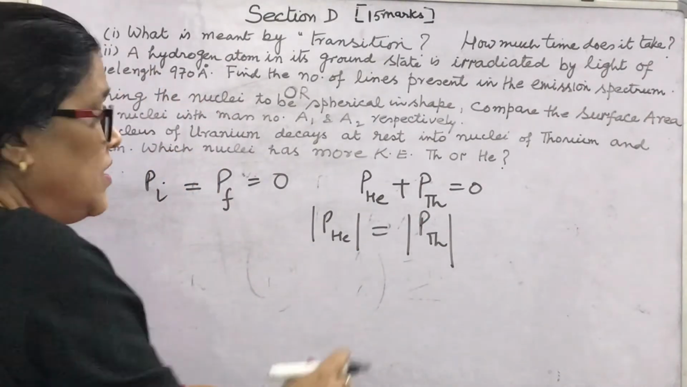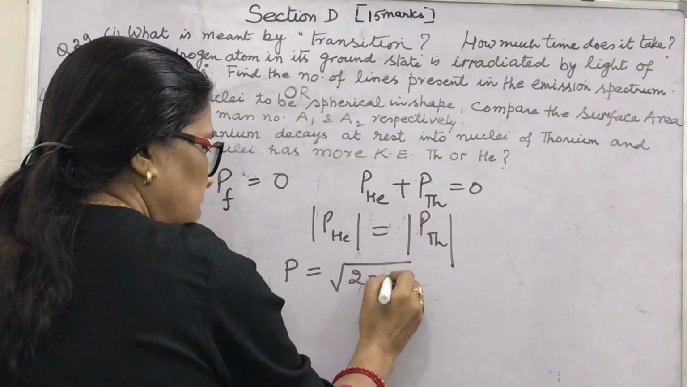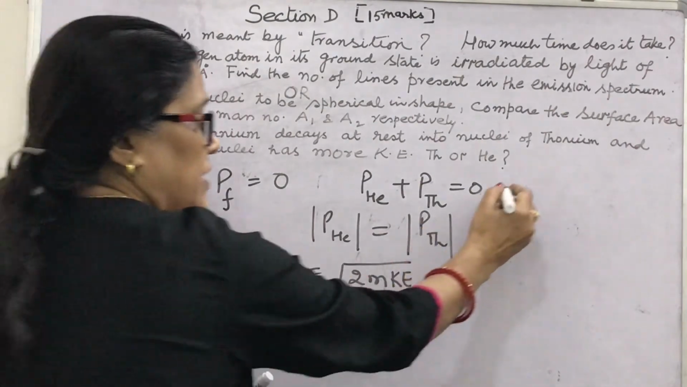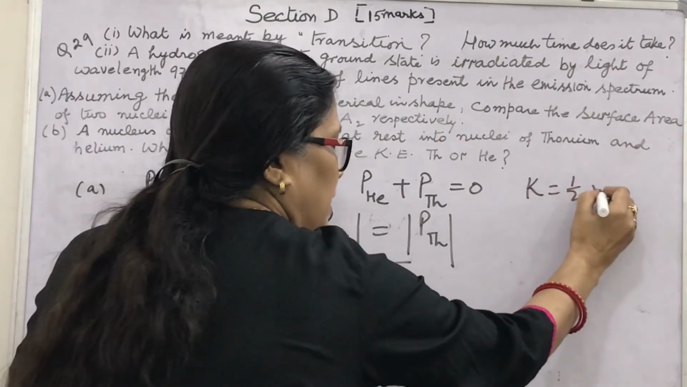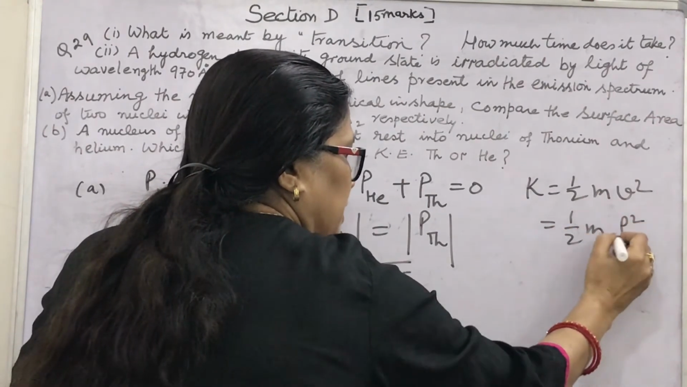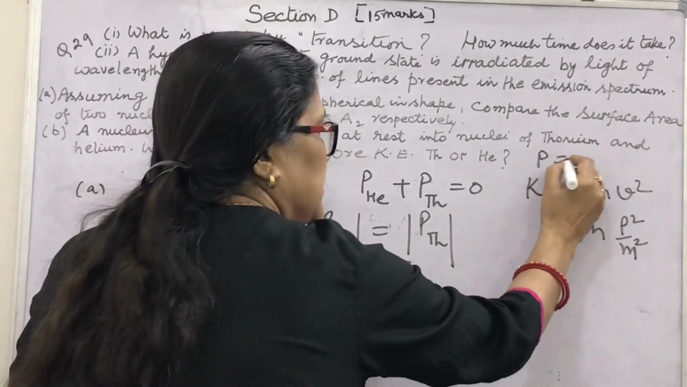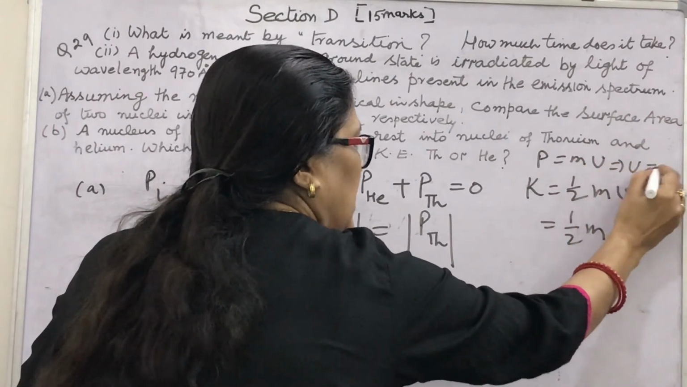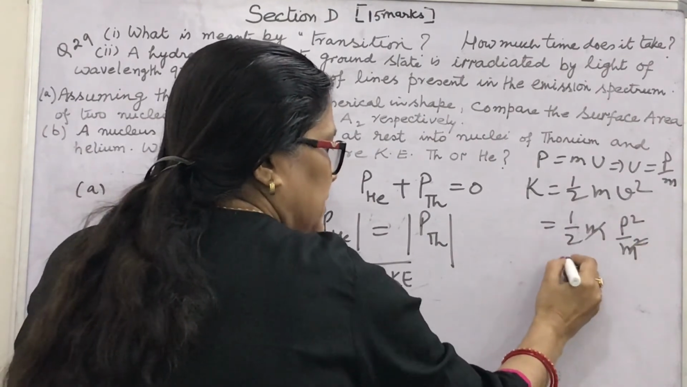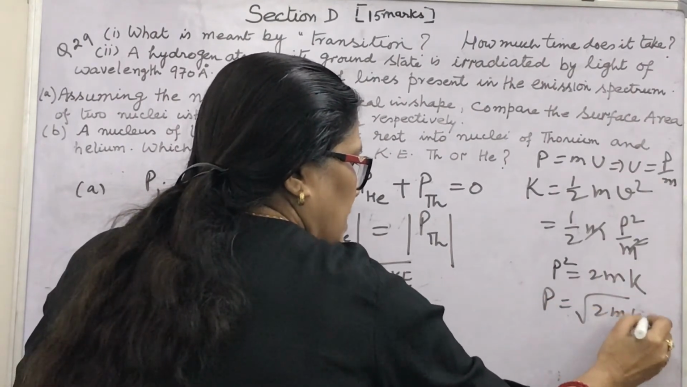Okay. Now you know the momentum is related to the kinetic energy by the relation p equals root 2mK. You know K equals half mv square. How is this relation achieved? Half mv square, you write here half m, and in place of v you can write p by m, so v square means p square upon m square, because p is mv. So this m is cancelled. So p square equals 2mK, so p is root 2mK. This all you have read.